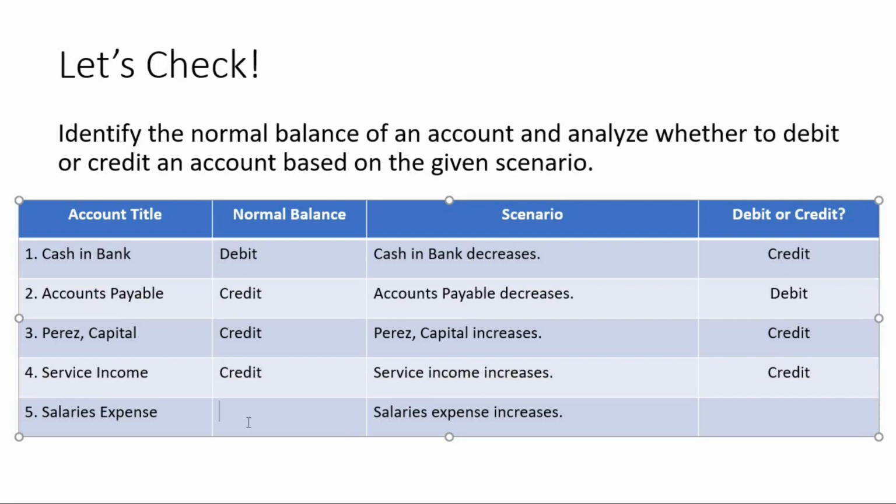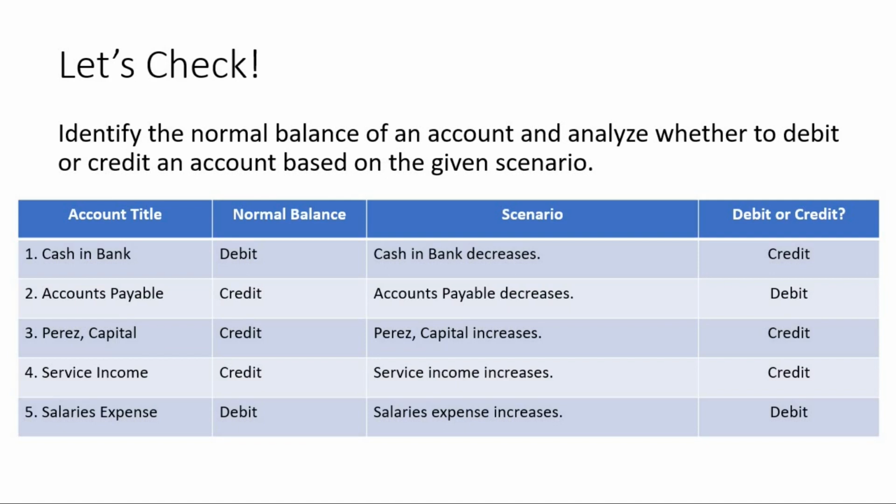Last, we have here your salaries. Okay? So, salaries mo, this is an expense account. No? So, therefore, the normal balance of this is debit. So, sa scenario, the salaries expense daw increases. So, pag nag-increase yan siya, what you're going to do is you have to debit it. Kasi, the normal balance is debit and in the scenario given, the salaries increases. I have to debit the same. Okay? So, that's all. I hope it's clear to you.